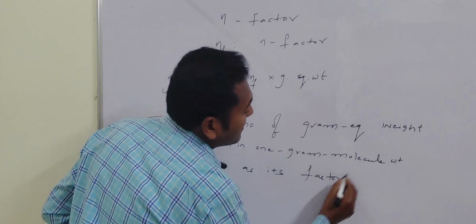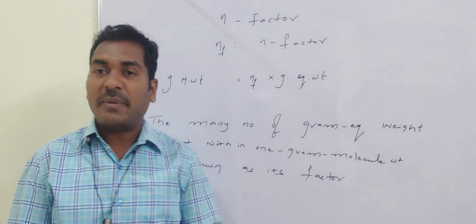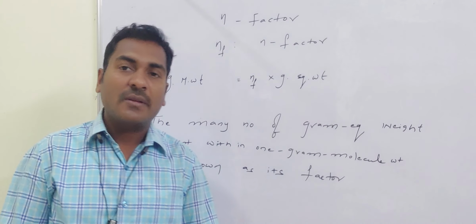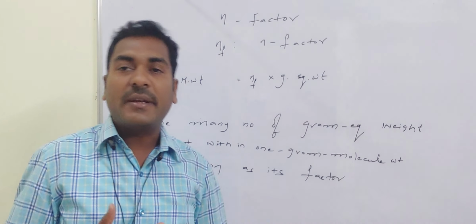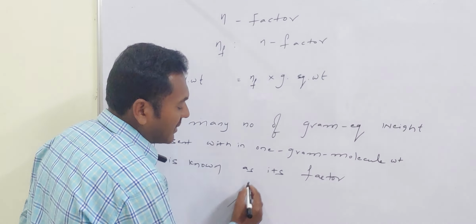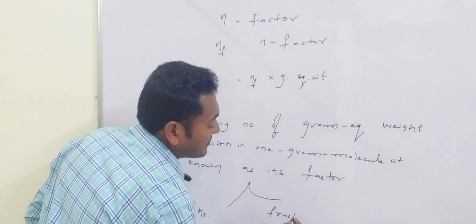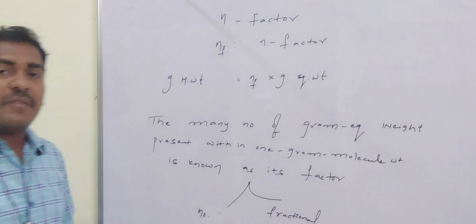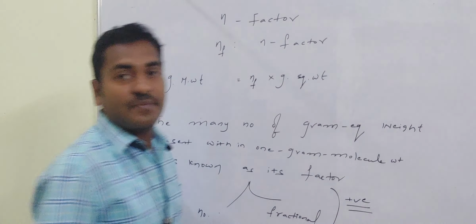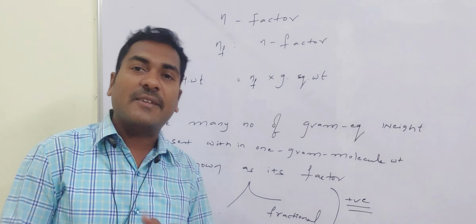Moreover, n factor for a particular component depends on the reaction, depends on the condition, depends on the medium, etc. The same material doesn't maintain the same n factor value based on the reaction conditions and the medium. In the majority of cases it can be a simple number, or it can be a fractional value also. Everywhere this n factor is a positive term. N factor is what? A positive term. It can never be negative.